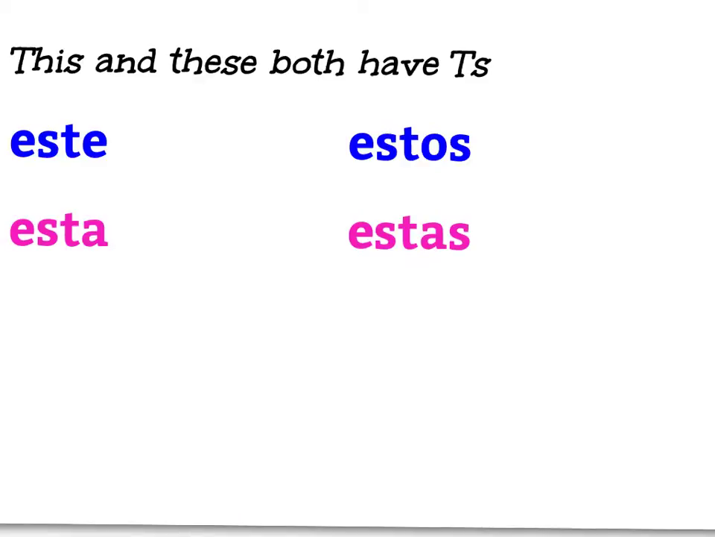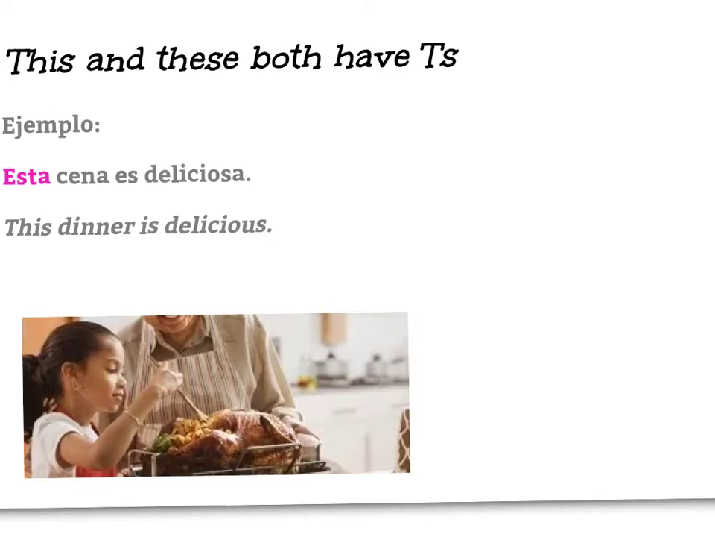So that means you use este, esta, estos, and estas. They have T's. So if I wanted to say this teacher, I'd say este profesor. If I wanted to say these girls, I'd say estas chicas. Tengo un ejemplo. Esta cena es deliciosa. This dinner is delicious.